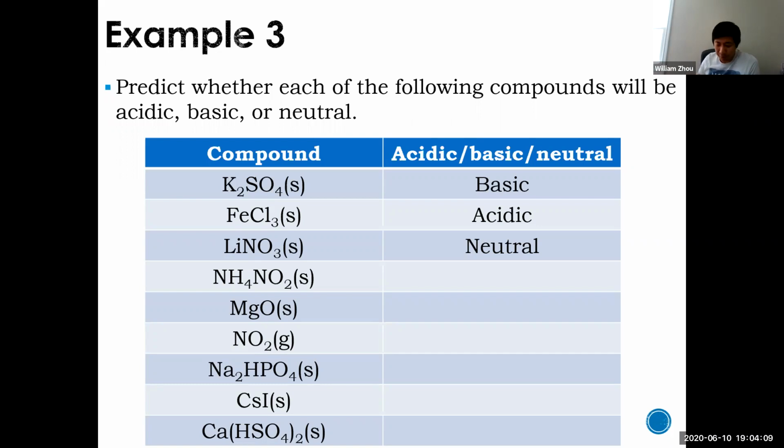NH4NO2 is a tough one because you need to do math in order to figure this out. Does anyone have the answer for this one? Wait, no one got here? You need to calculate the Ka of the NH4. Compare that to the Kb of NO2. You notice that this is NO2, not NO3. NO3 will be a spectator, but NO2 is a weak base. Because HNO2 is a weak acid, so that's why NO2 can be a weak base.